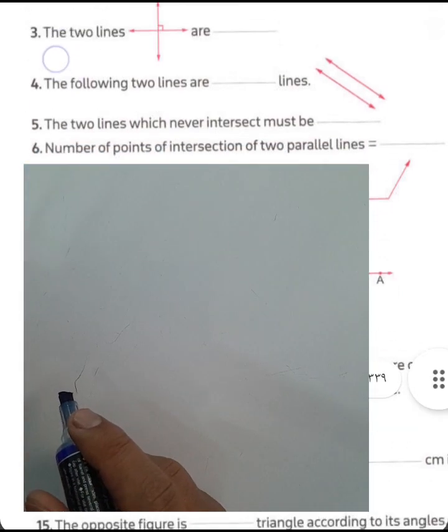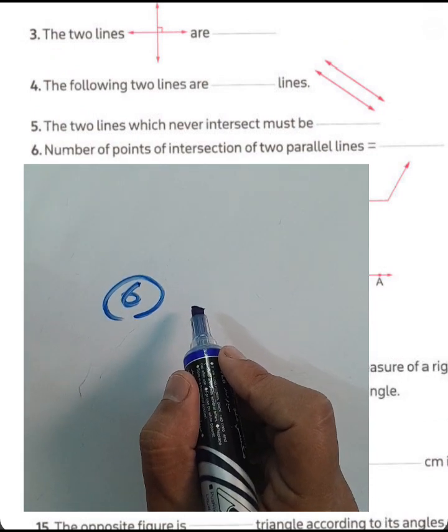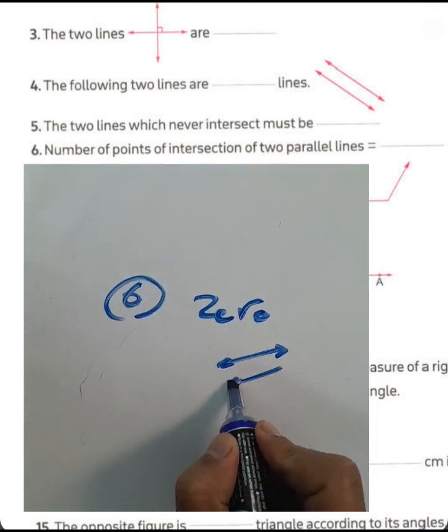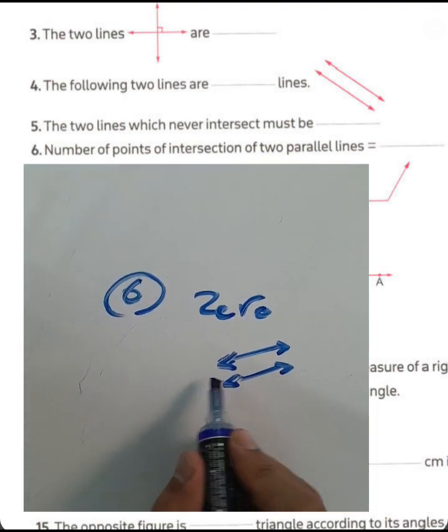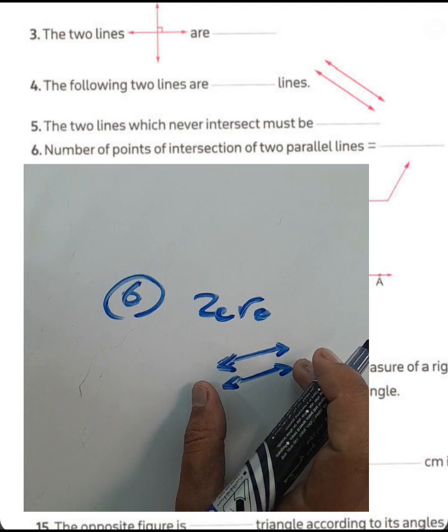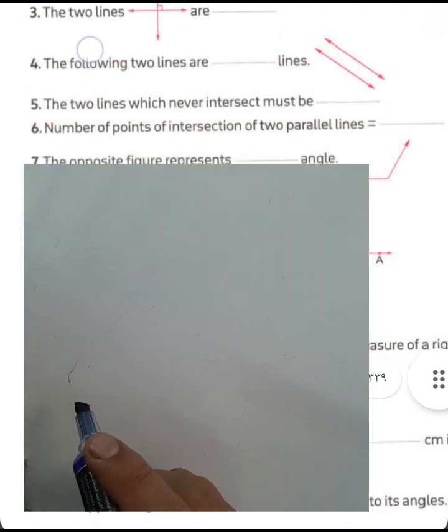Question number 6. The number of points of intersection of two parallel lines will be 0, because two parallel straight lines do not intersect. The two lines which never intersect must be parallel. So the number of points of intersection will be 0. We don't have any point of intersection.